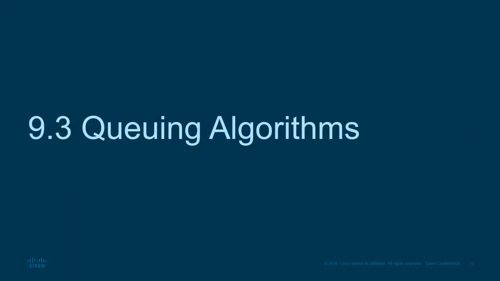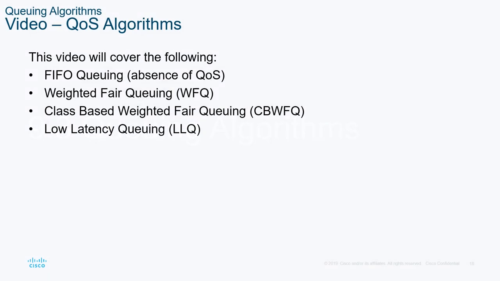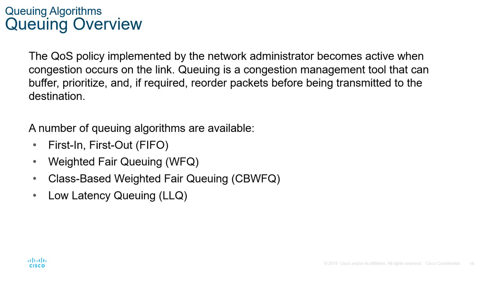All right, so let's talk about our queuing algorithms. There are a few different types of queuing algorithms: first in, first out, weighted fair queuing, class-based weighted fair queuing, and low latency queuing. I know it says video, but again, we're just going to talk about all of them. So, queuing overview. Basically, with QoS, we could do a policy.